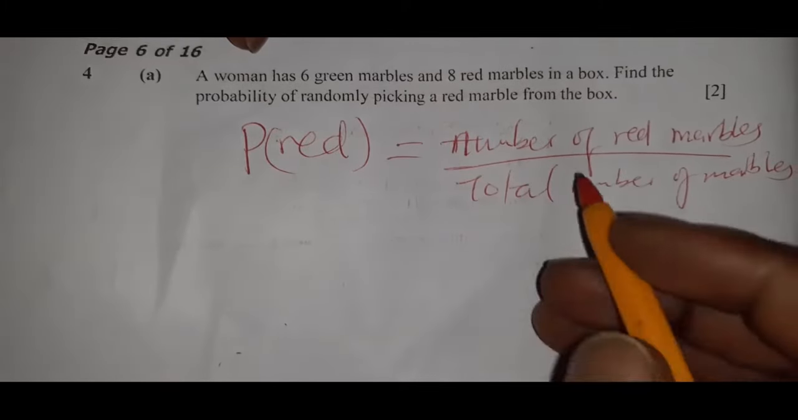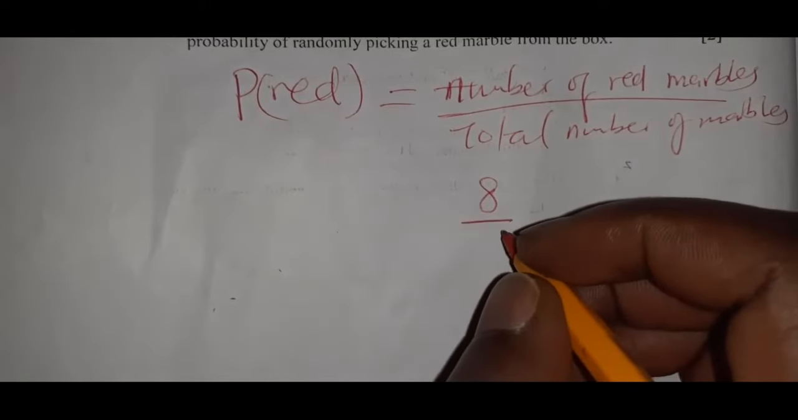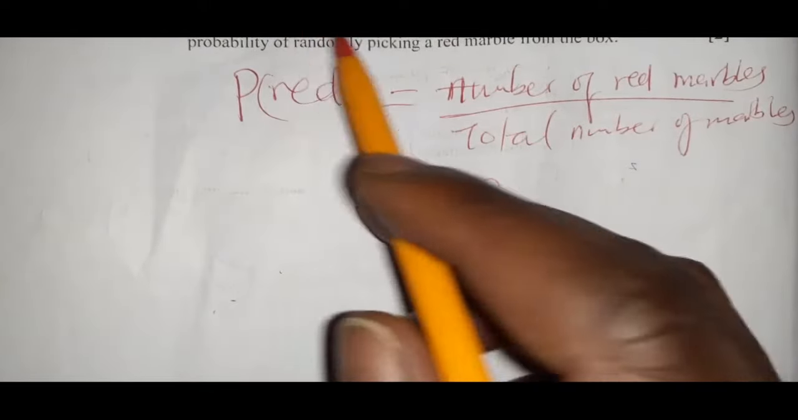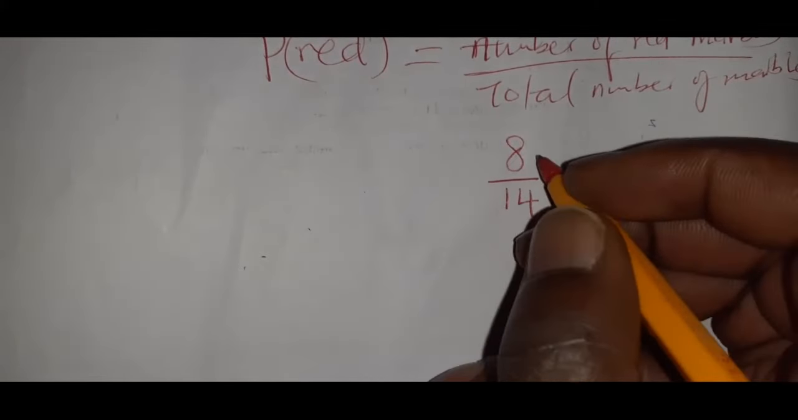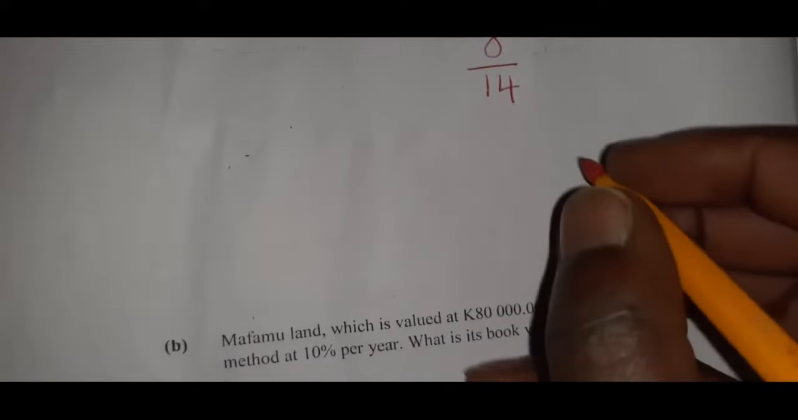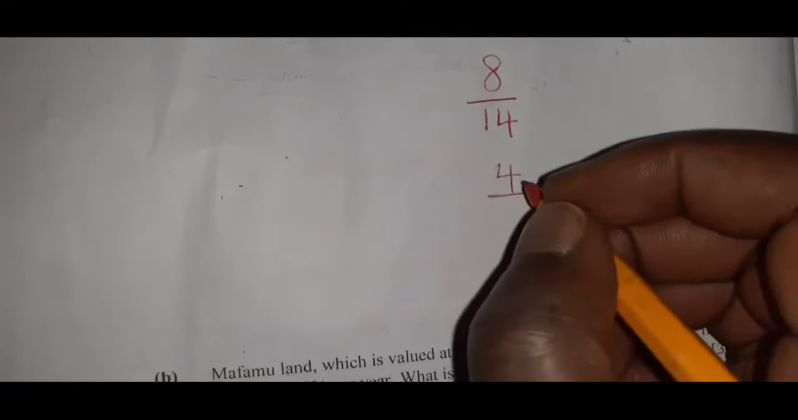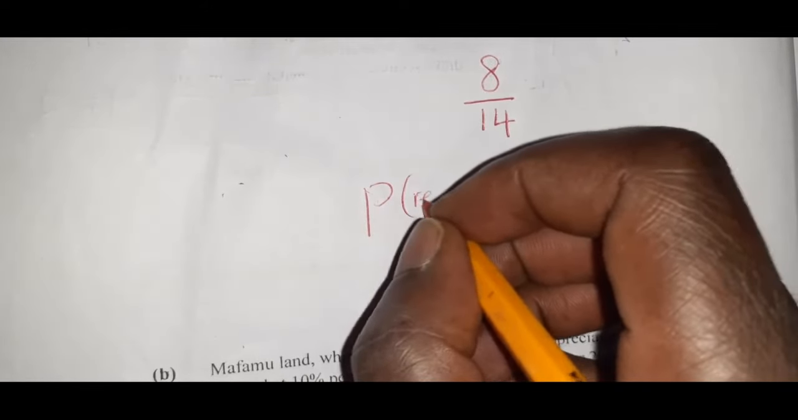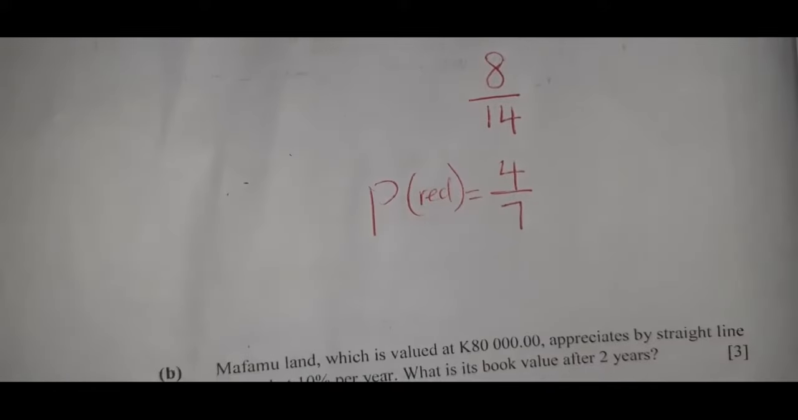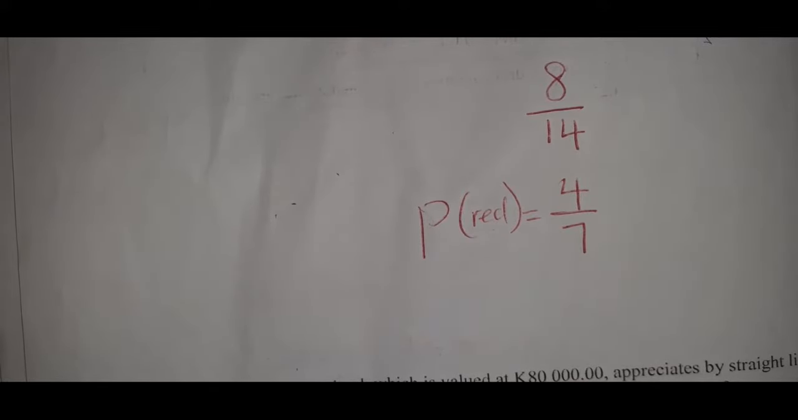Okay, so how many red marbles do we have? There are 8 over the total number of marbles. You have to add 6 and 8, you get 14. Then you simplify this. What do you get? 2 into 8, it's 4. 2 into 14, it's 7. So that is the probability of getting a red marble here. Okay, let's go to the next one.